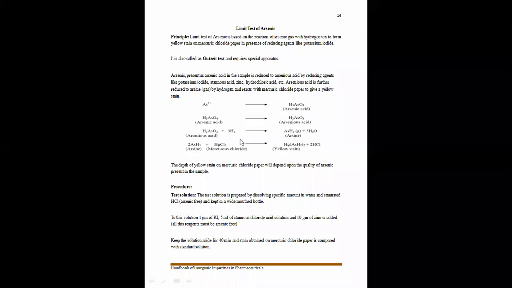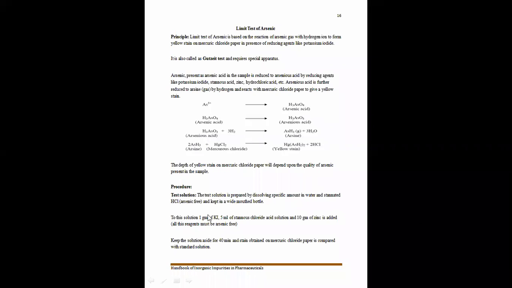So we are going to prepare a test solution and a standard solution. In the test solution, we don't know how much arsenic as an impurity is present, but for the standard solution, we are going to add a known amount of impurity. The test solution is prepared by dissolving a specific amount in water and standard hydrochloric acid, which is totally arsenic free, kept in a wide mouth bottle.